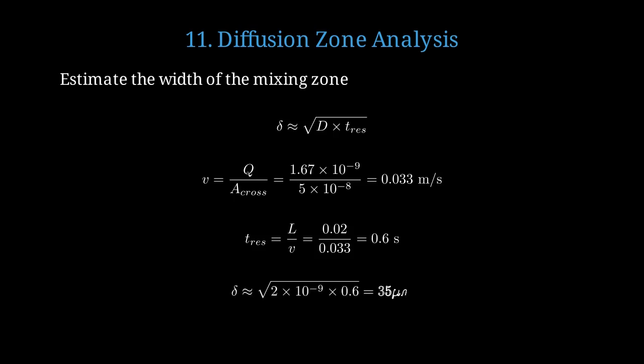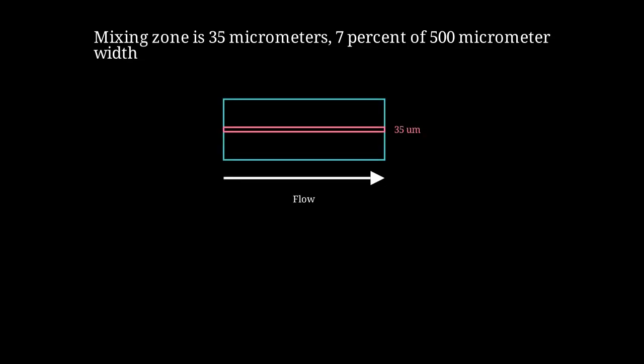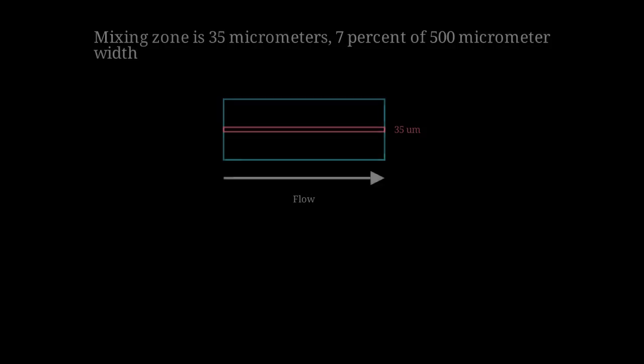Diffusion zone thickness equals square root of 2 times 10 to the minus 9 times 0.6, which gives 35 micrometers. The mixing zone of 35 micrometers represents only 7% of the 500 micrometer channel width, confirming good separation. This shows the thin diffusion zone growing along the channel. Most of the channel maintains pure fuel and oxidant streams.